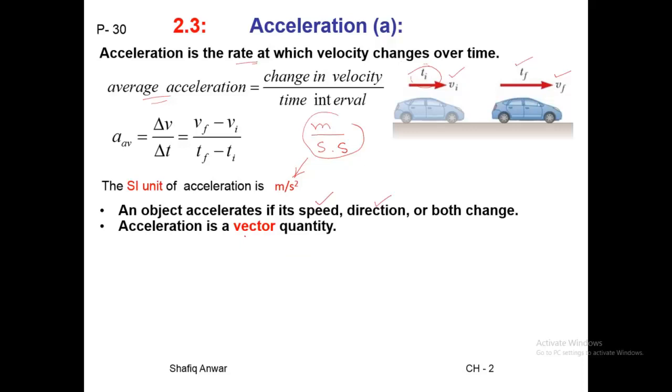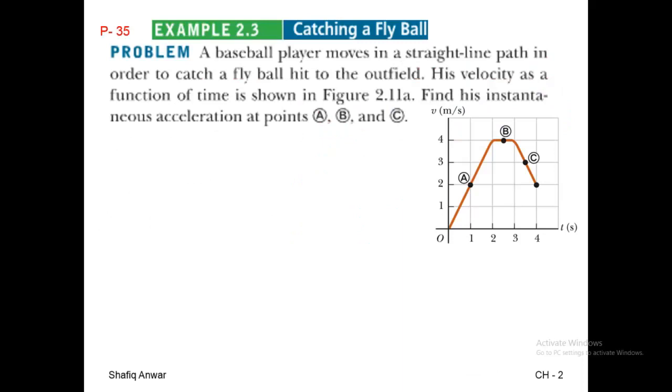All right. Now, we are going to do this example on page 35. A baseball player moves in a straight line on the ground, of course, in order to catch a fly ball hit to the outfield. So a ball is hit in the outfield, and the baseball player is going to catch that, and he's running with different velocity at different times. His velocity as a function of time is shown in the graph.